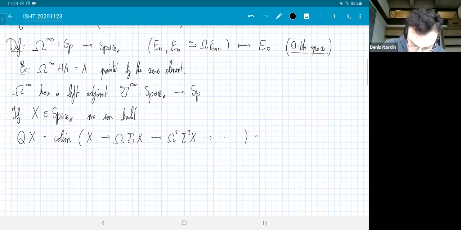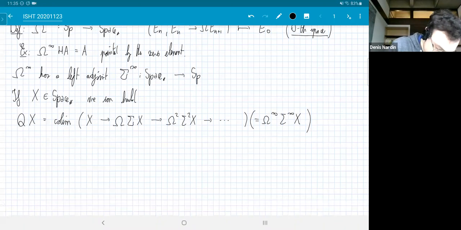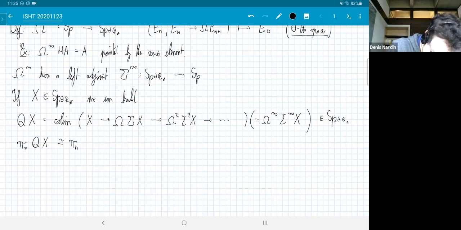And for reasons that will become clear, well, okay, this is clear why I want to call this, but the notation is going to be rigged. So this is going to be something you prove, not something you define as notation. And this space here is also a pointed space, and has the property that pi n of Qx is the same as the stable pi n of x.